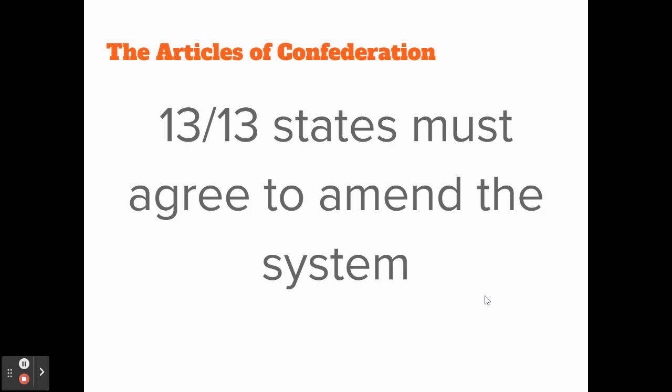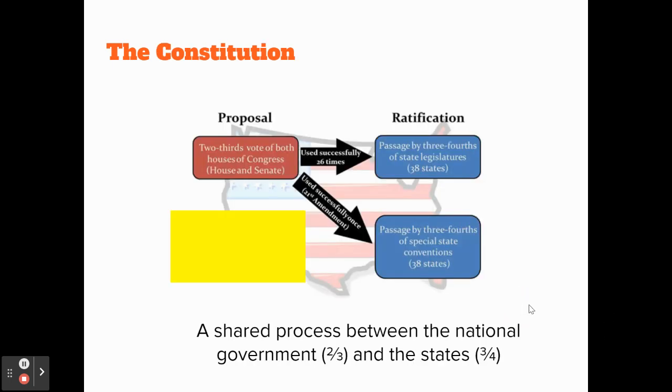So when you make it so that 13 out of 13 have to agree to formally change and amend the system of government, you've essentially prevented the government from ever changing. You've established it to be too difficult. The process definitely changes under the Constitution. So it is important to understand the founding fathers, when they designed the Constitution, they wanted it to be amendable. They wanted it to be more easily updated than the Articles of Confederation system was.